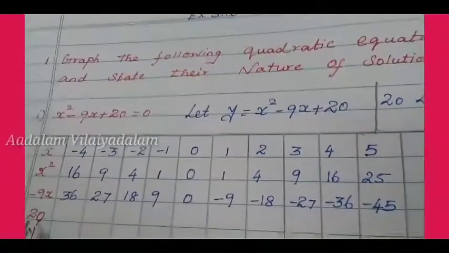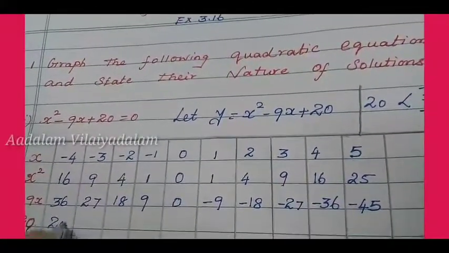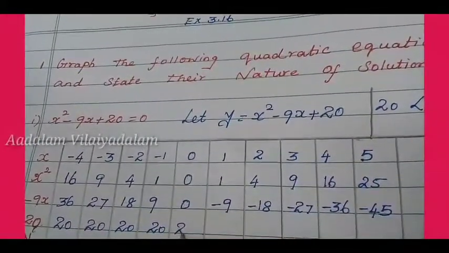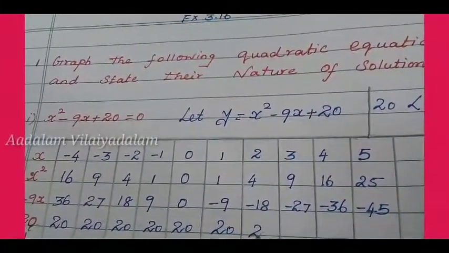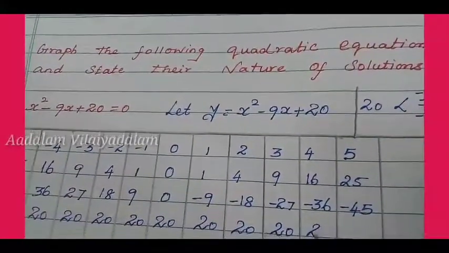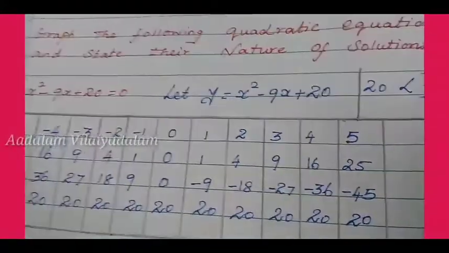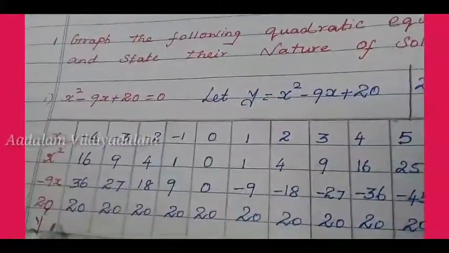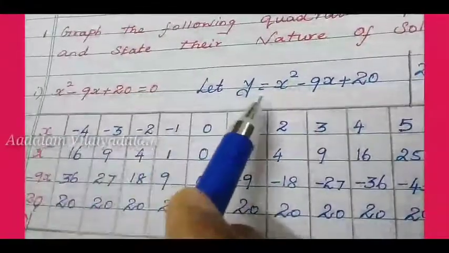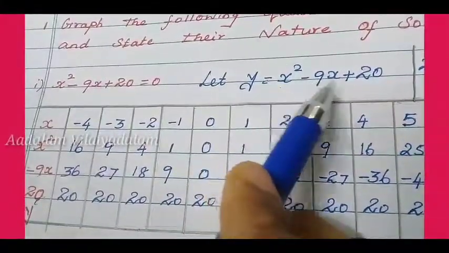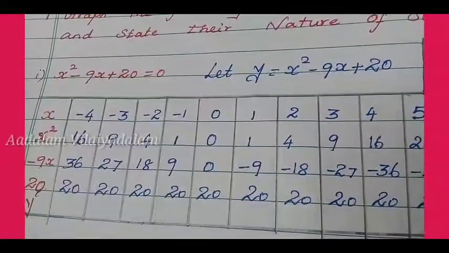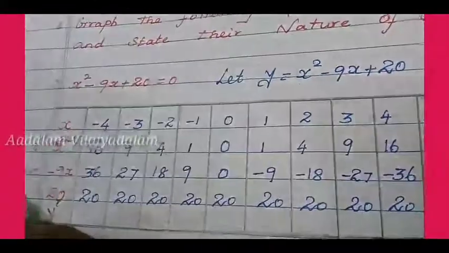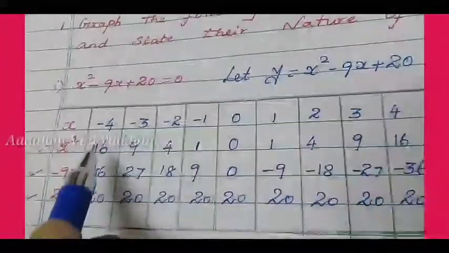Here 20 is the constant value, so write 20 as it is. Here also 20. In all the columns write 20 as it is. This is a constant value. Next we have to find the y value, the corresponding y value for each x value, starting from minus 4. So y equals x square minus 9x plus 20. The y value is the sum of the x square value, the minus 9x value and 20. So we have to add these three columns.